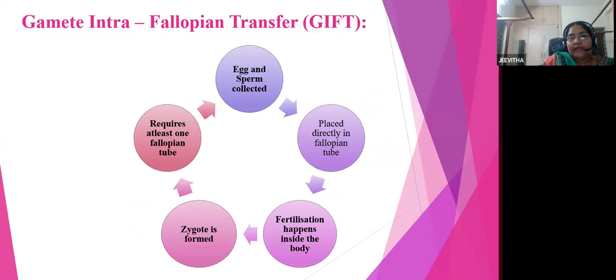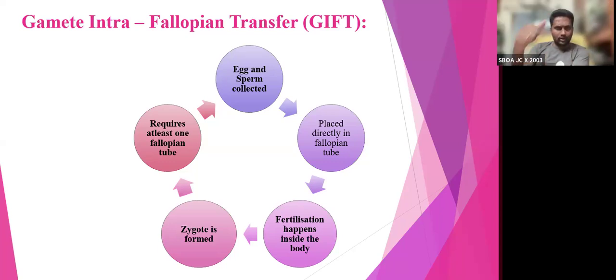Here, the egg and sperm are collected and placed directly in the fallopian tube, because some people won't have a proper egg. So they first check with egg stimulation for proper egg quantity and quality, and then they place both the good quality egg and the sperm into the fallopian tube, where the fertilization happens within the tube. It is the usual protocol, but here the process is selective.